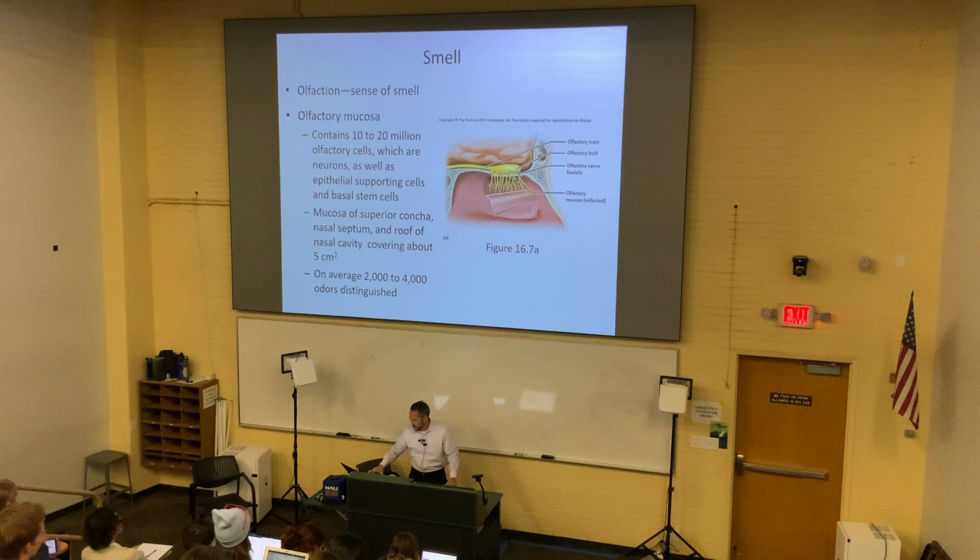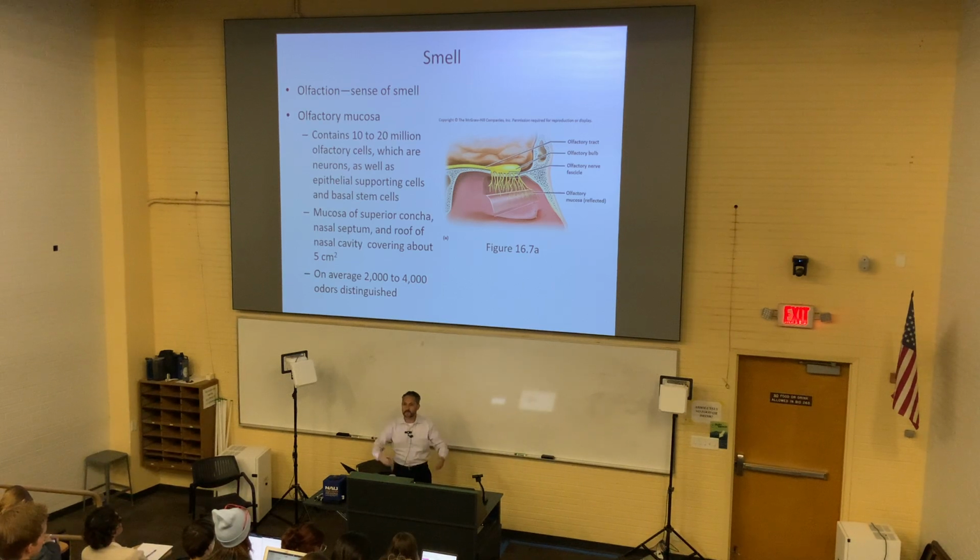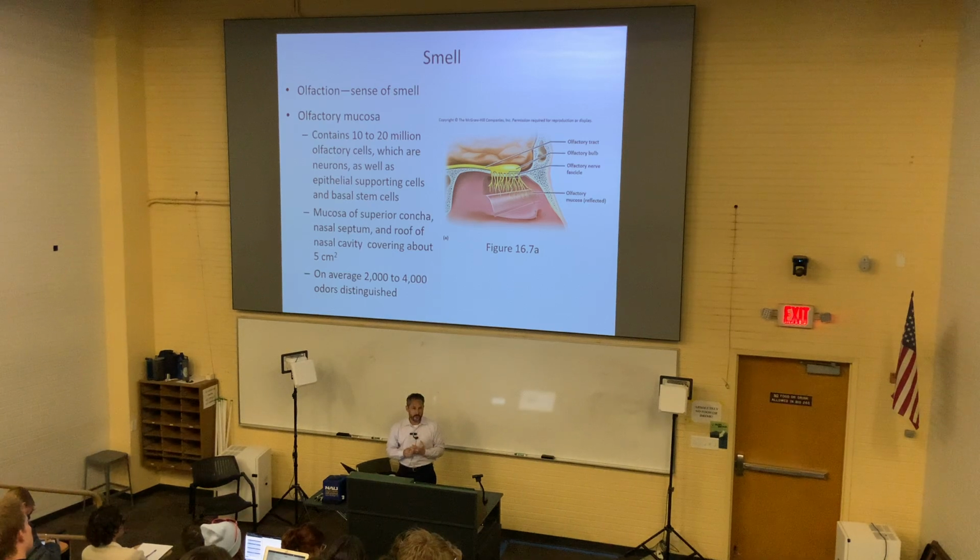But what's interesting is this is the only place in the body where the neurons are directly exposed to the outside environment. Now, it's kind of protected because you've got this structure that covers it. But essentially that airflow and those molecules are interacting directly with the nerve. Directly with the nerve.